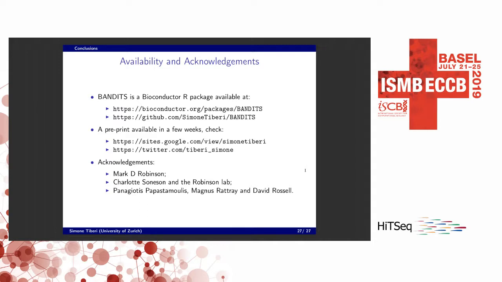I'm curious how the differential splicing test goes with the Bayes factor, for example, the Savage-Dickey density ratio test, instead of a hypothesis test? Yeah, it's a good question.